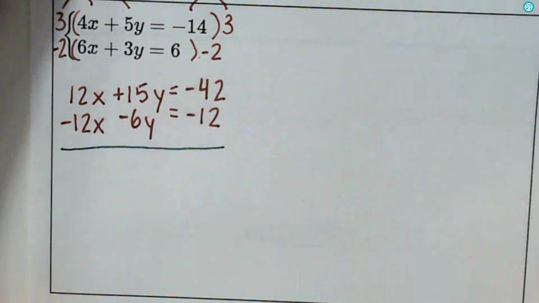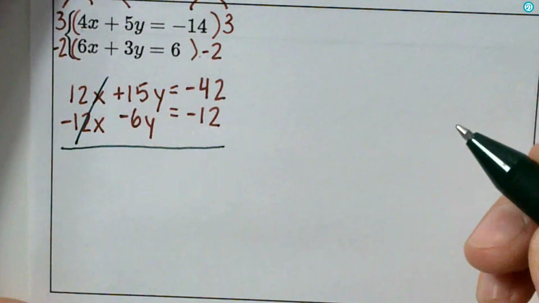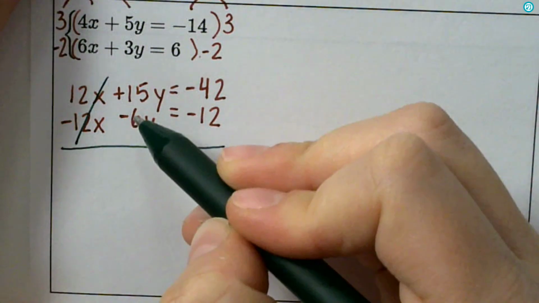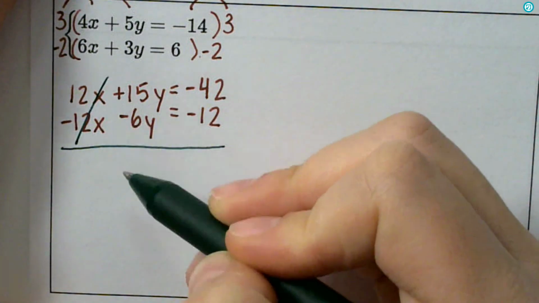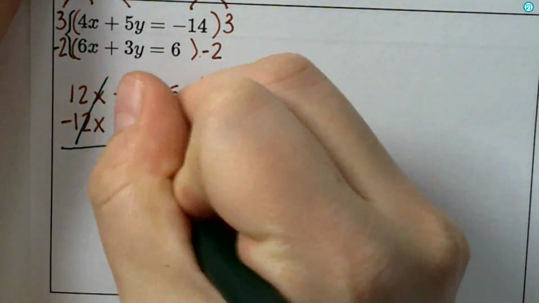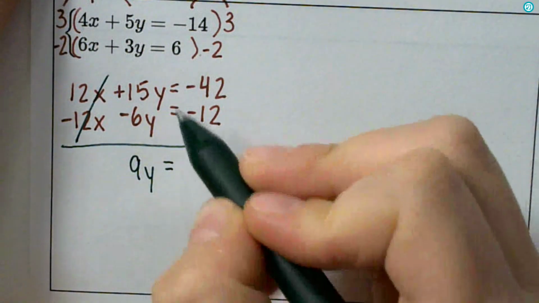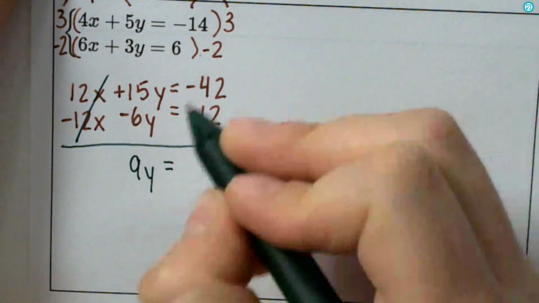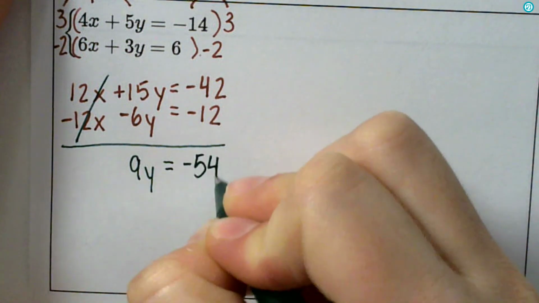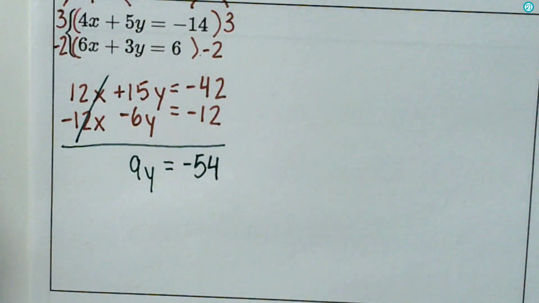So 12x plus negative 12x cancels out, eliminates, that's the goal. 15y and negative 6y is 15 minus 6, which was 9y. Okay, and then negative 42 and negative 12 is negative 54. Okay, we can solve for y now.